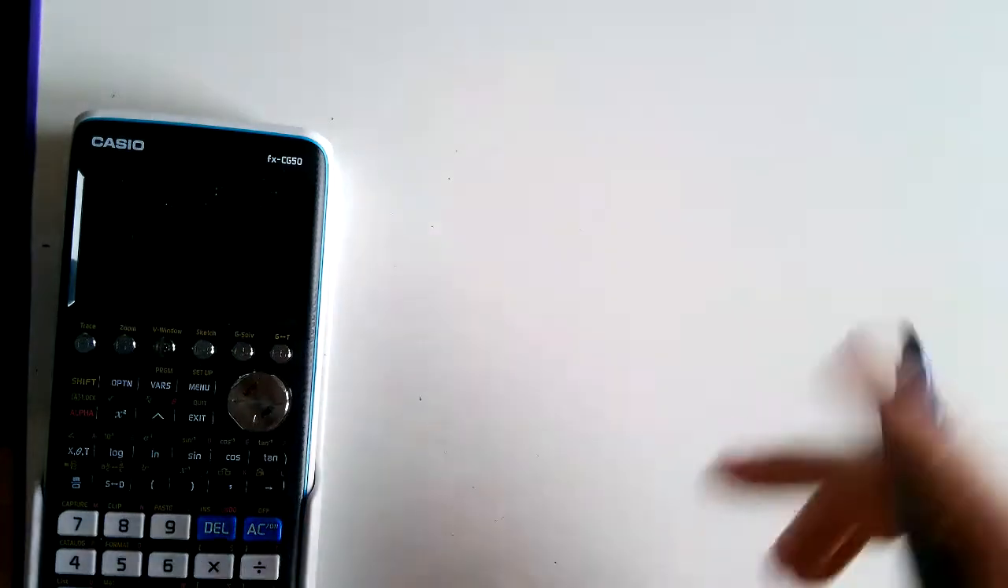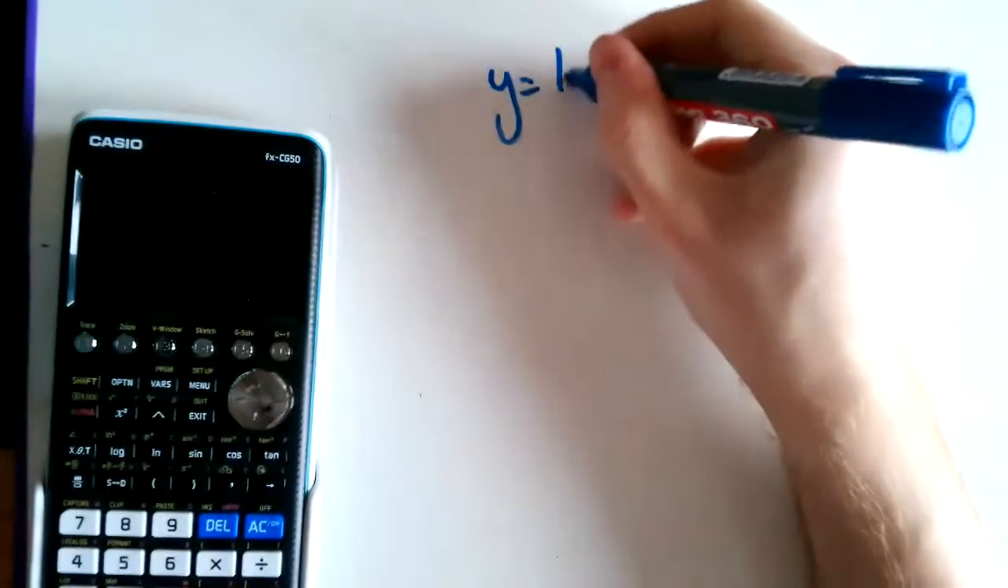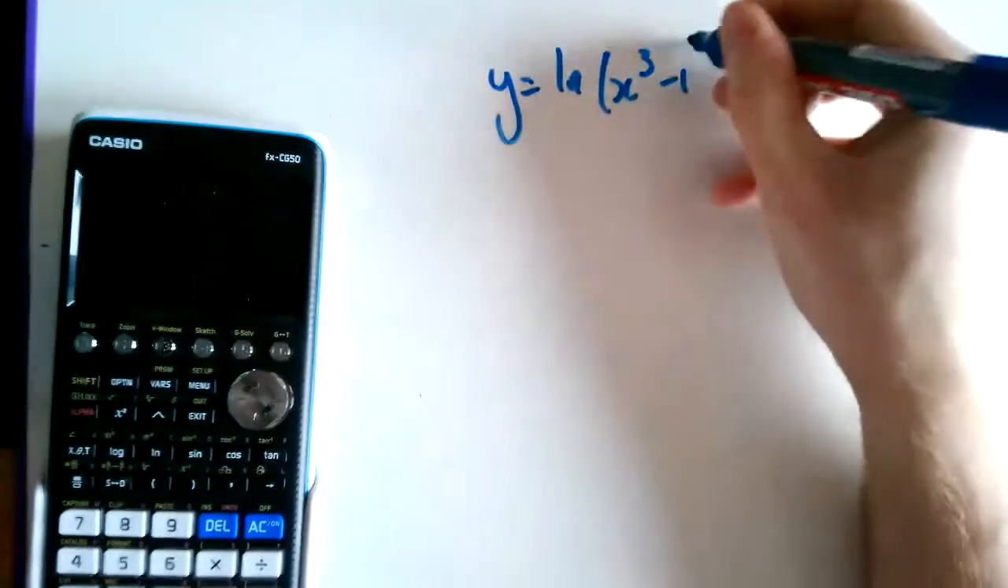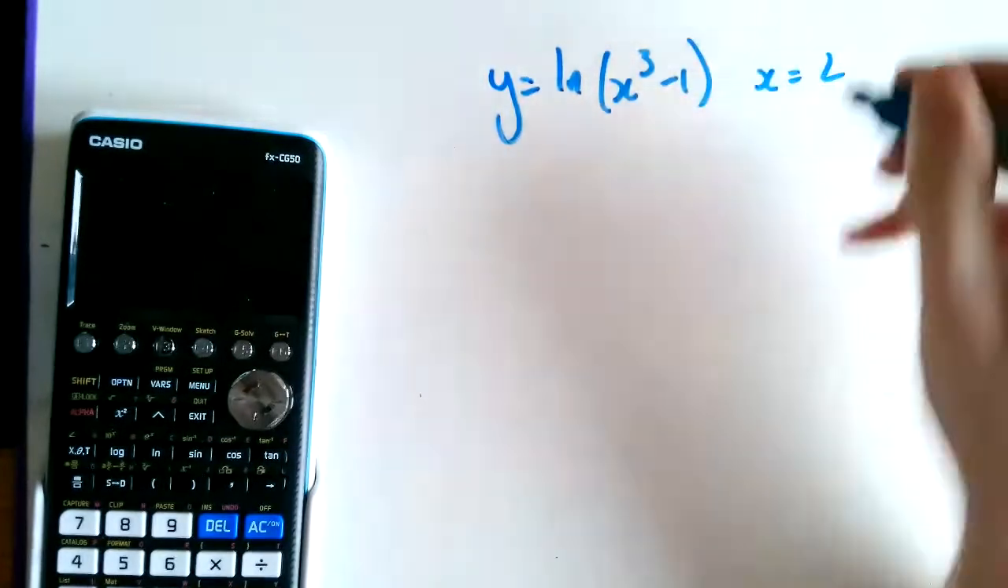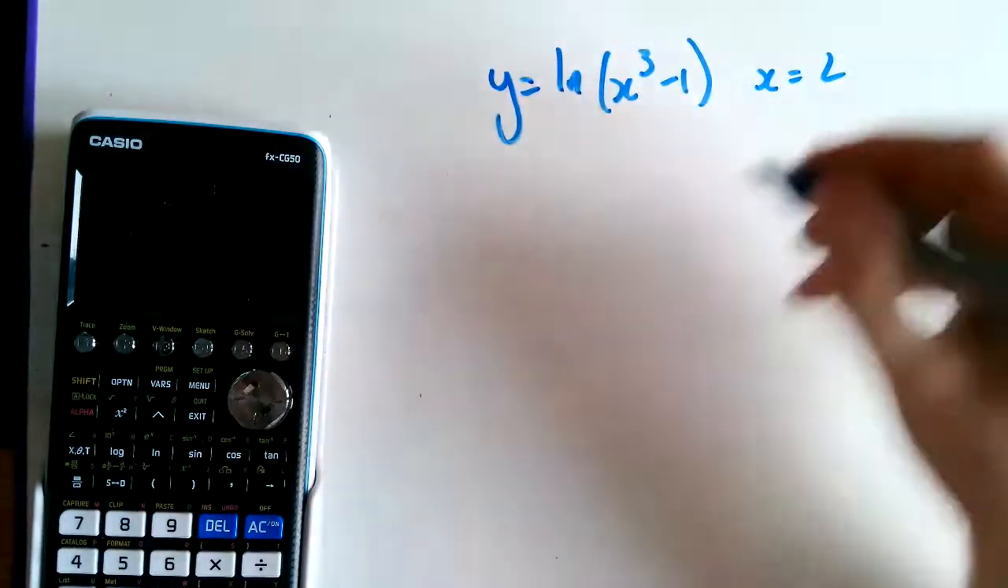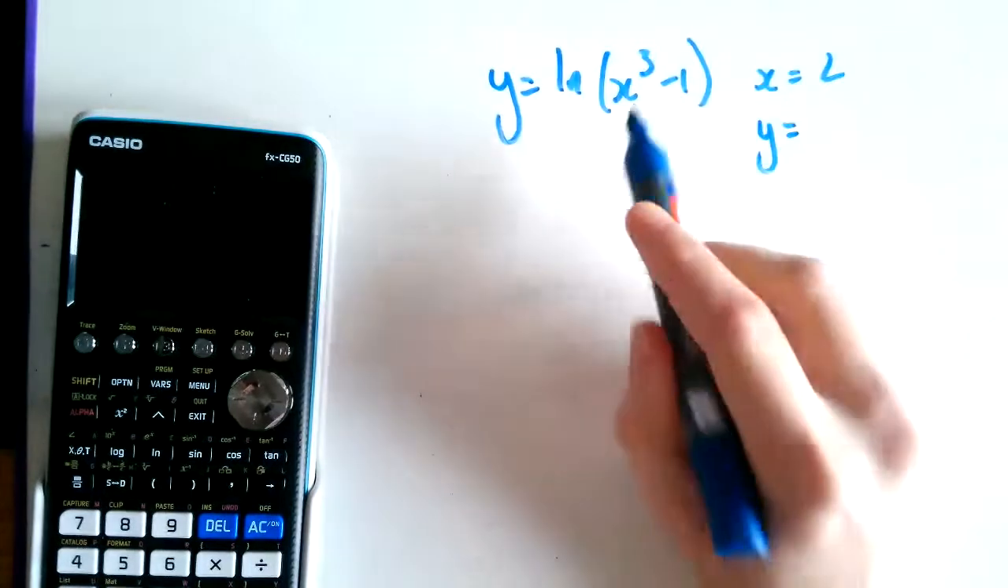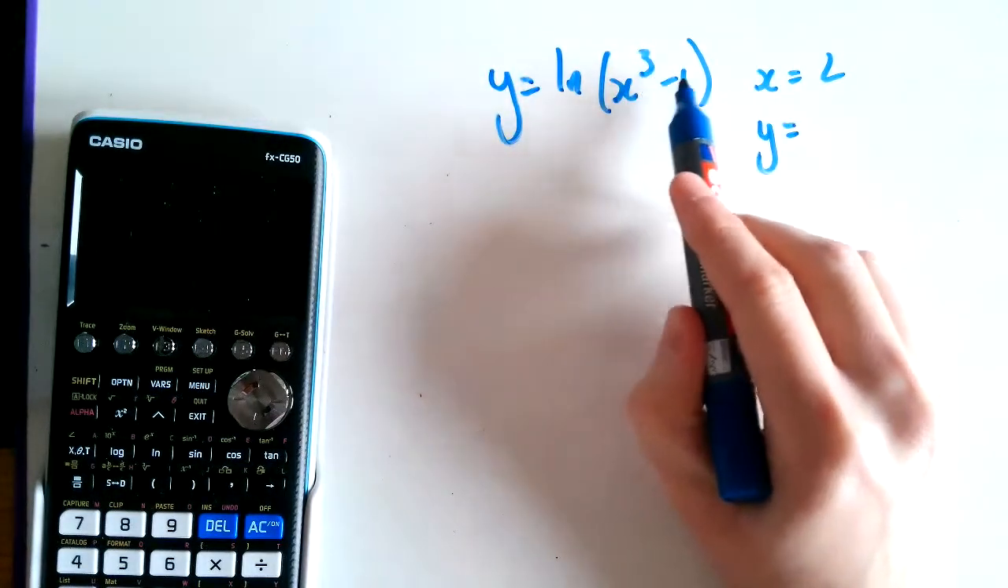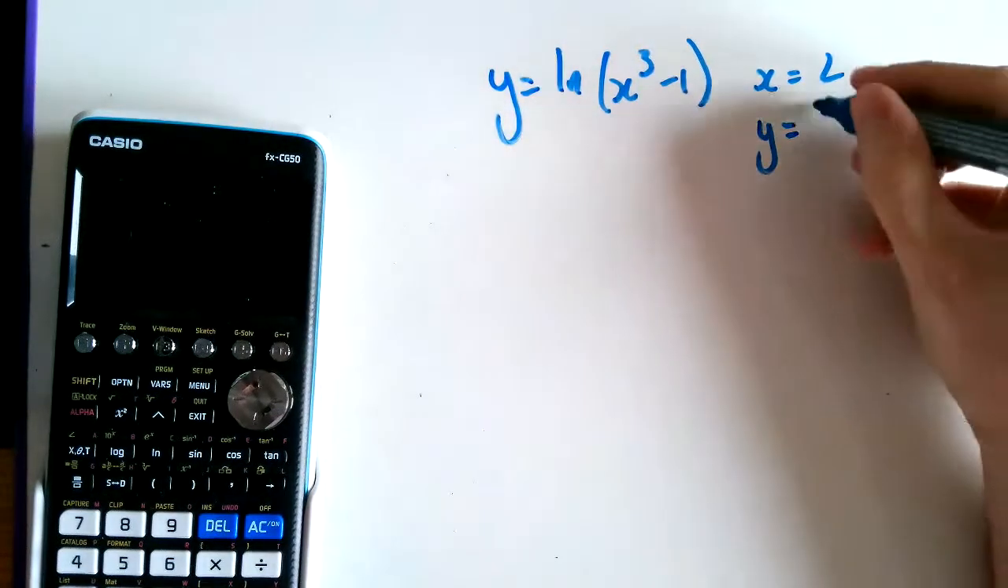All right, second one, we have y equals ln of x cubed minus 1. And we know x is 2, and we want the tangent. So straight away, sub in x is 2. So 2 cubed is 8, take away 1 is 7, so it's ln 7.